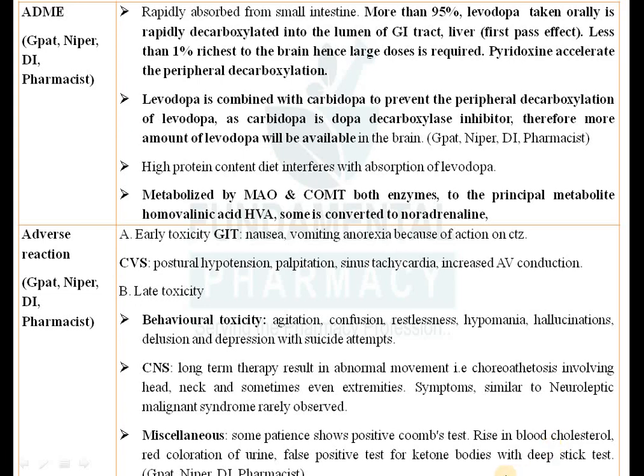Then there is a rise in blood cholesterol; your cholesterol level will increase. Red coloration of urine: your urine will have a red color. Another drug there is known as rifampin, an anti-tubercular drug, which will give an orange color to the urine. Remember this. It also gives a false positive test for ketone bodies, which is the dipstick test. So these are the adverse effects of levodopa.